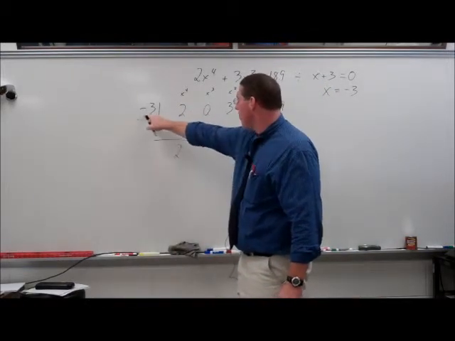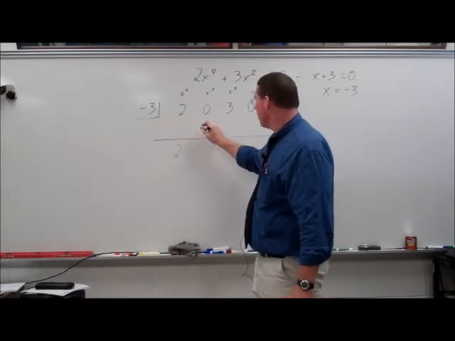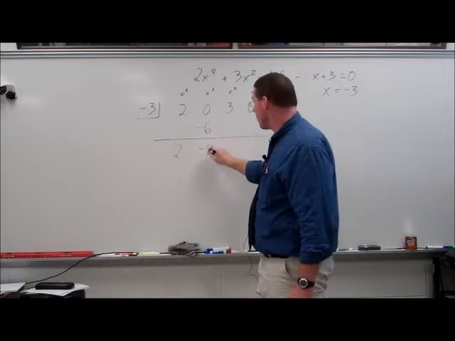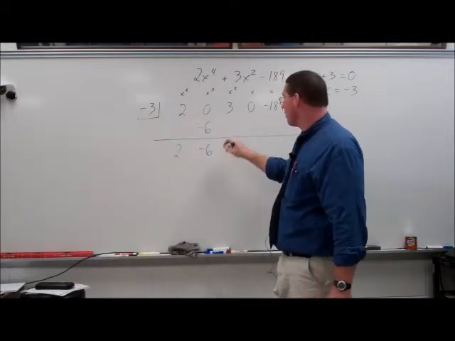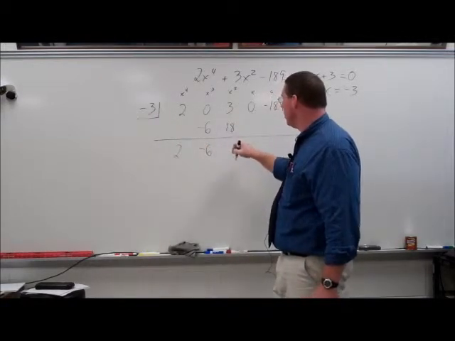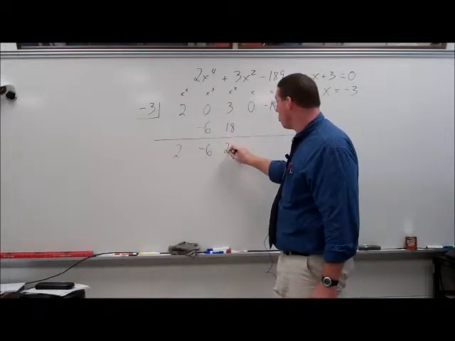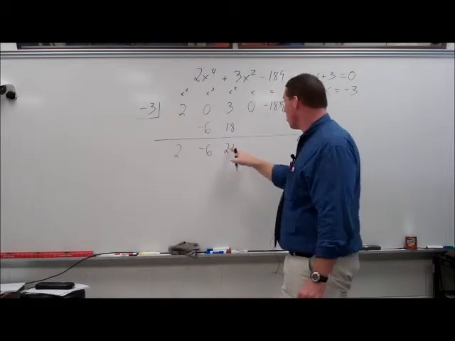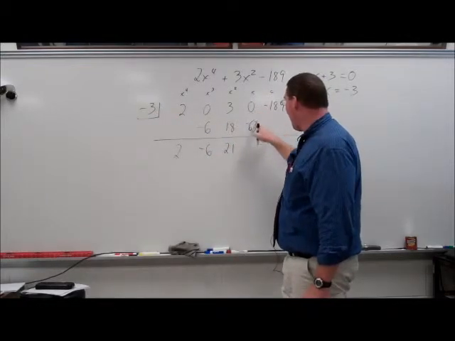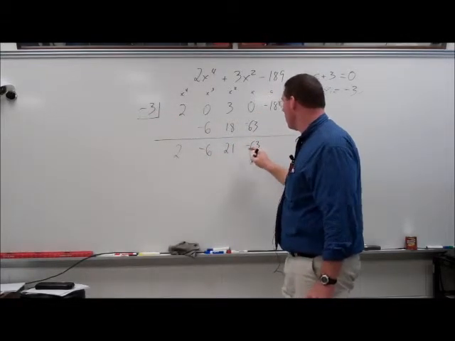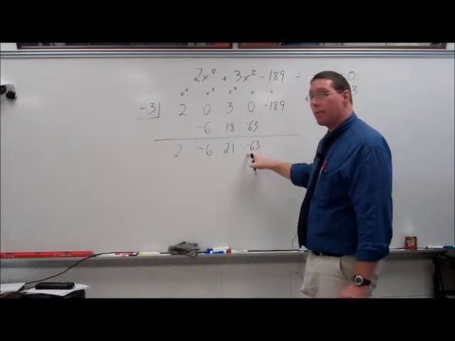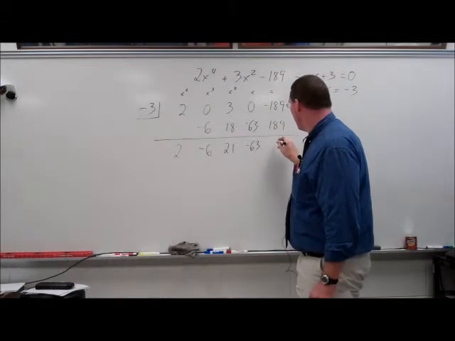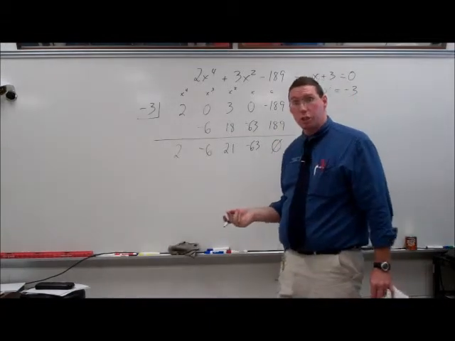Then we're going to multiply by -3, and it's going to be -6. Then we're going to add. It's going to be -6. -3 times -6 is 18. Then we're going to add. That's going to make 21. Then we're going to multiply: -63, add -63, multiply again, +189, and then add together. Our remainder is 0, which is a good thing.